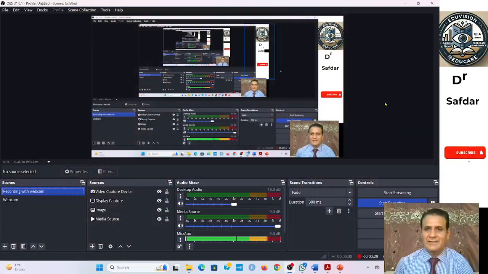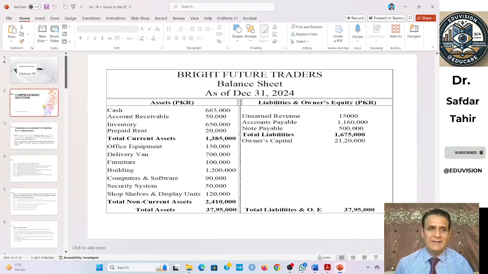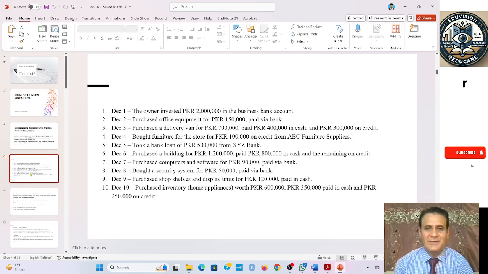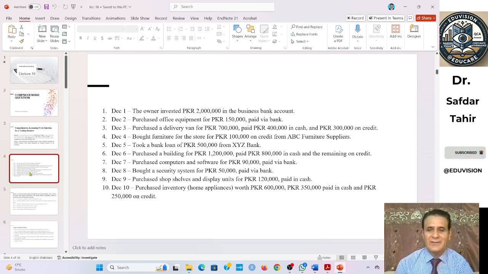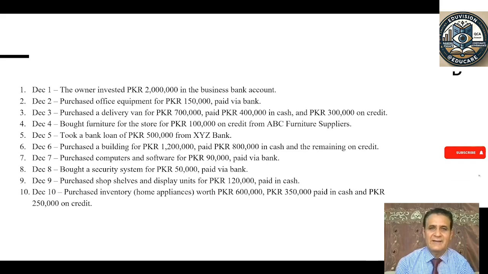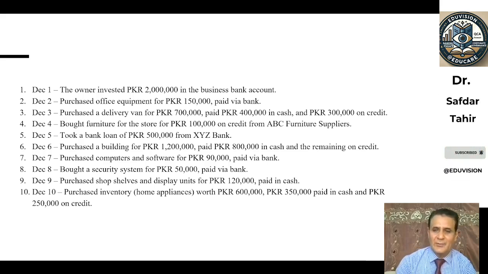We have already completed the three phases of the accounting cycle, and this is the revision of these lectures. We started in phase one. There are comprehensive questions in phase one. We have 10 different entries. These entries are debited and credited, and we have already made the structure of the corporation by debiting and crediting assets, liabilities and owner equity.